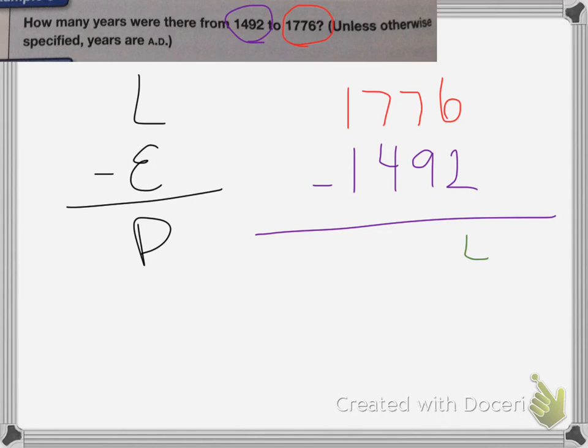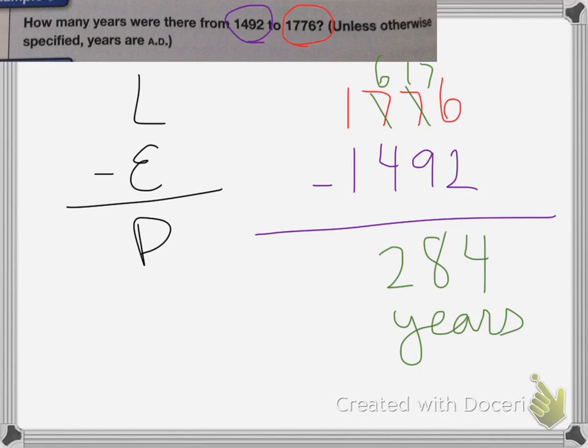6 minus 2 is 4. 7 minus 9, can't do that. I'm going to borrow. 17 minus 9 is 8. 6 minus 4 is 2. And then 0. So my answer is 284 years difference.